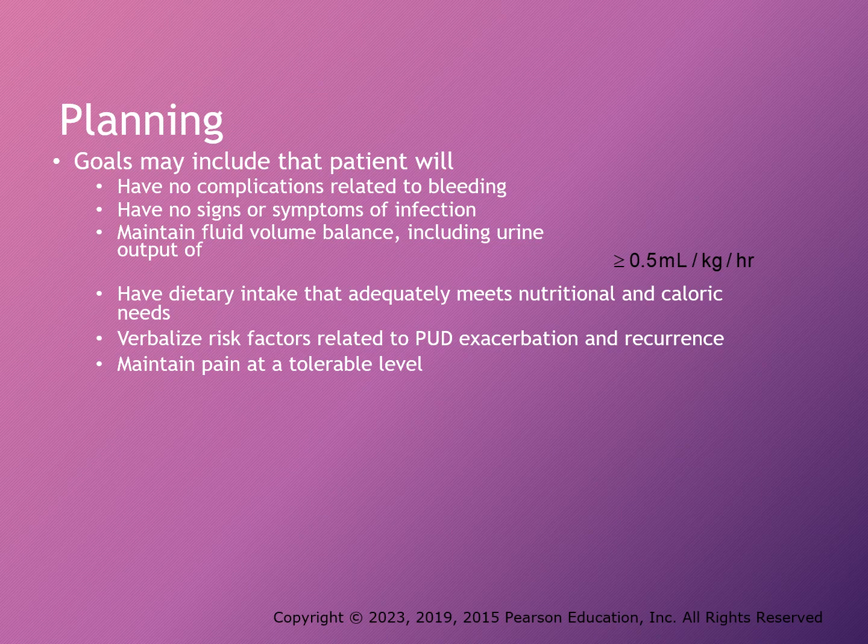What are our goals? The patient will demonstrate no complications related to bleeding, such as hypovolemia. The patient will demonstrate no signs or symptoms of infection. The patient will demonstrate fluid balance, including maintenance of urine output of at least 0.5 milliliters per kilogram per hour. The patient will demonstrate dietary intake that meets nutritional and caloric needs, because some people can't eat with PUD.